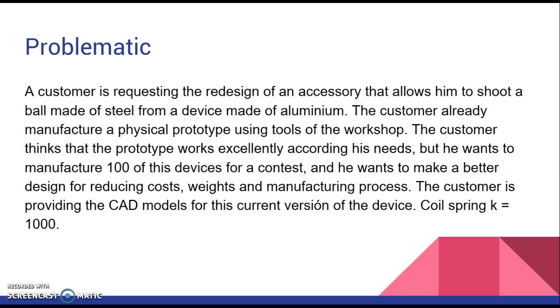The problem here is that a customer gave us a prototype that he was working on that shoots a steel ball with a device made of aluminum. The customer thinks that the prototype works excellently according to his needs, but he wants to manufacture 100 of these devices for a contest. So we're going to do a redesign to make the manufacture cheaper. And the only requirement is that the coil spring is 1000.